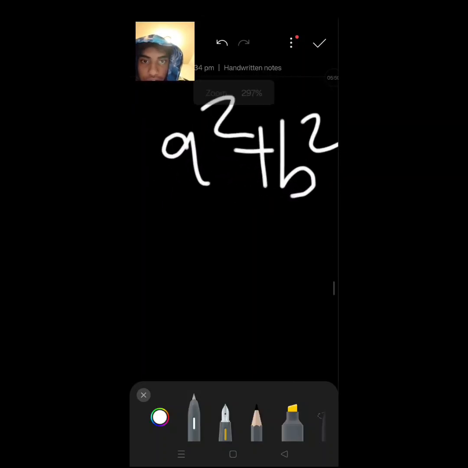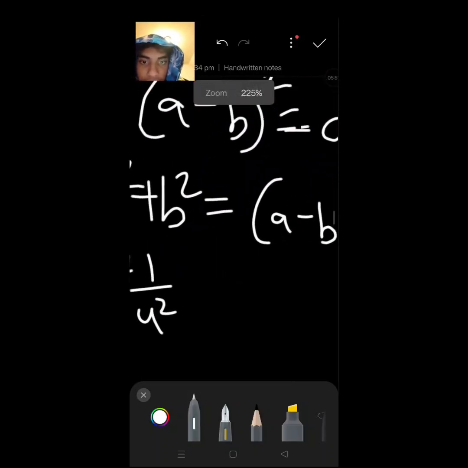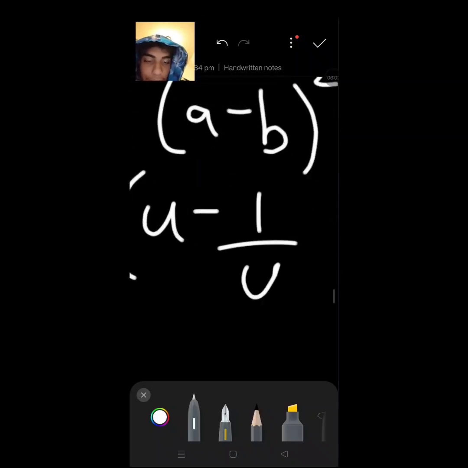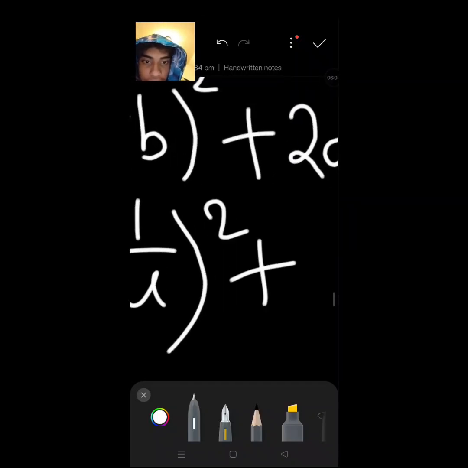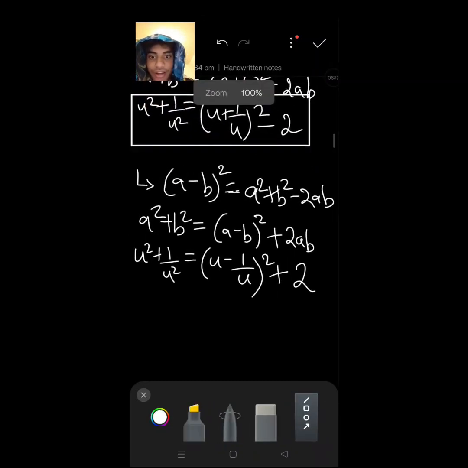And now do your general substitution in u squared plus 1 over u squared. What is this going to be? This equates to u plus 1 over u. Sorry, u minus 1 over u, right? U minus 1 over u whole squared plus 2. So basically now we have found two ways to rewrite it.